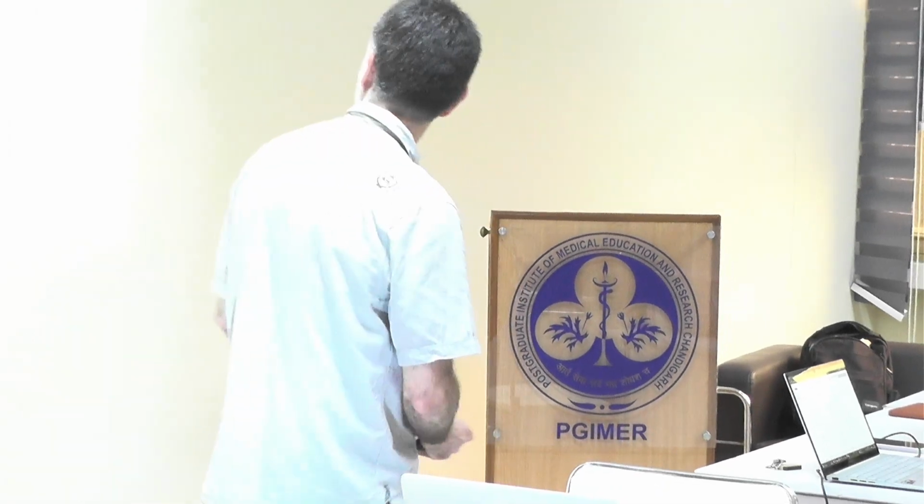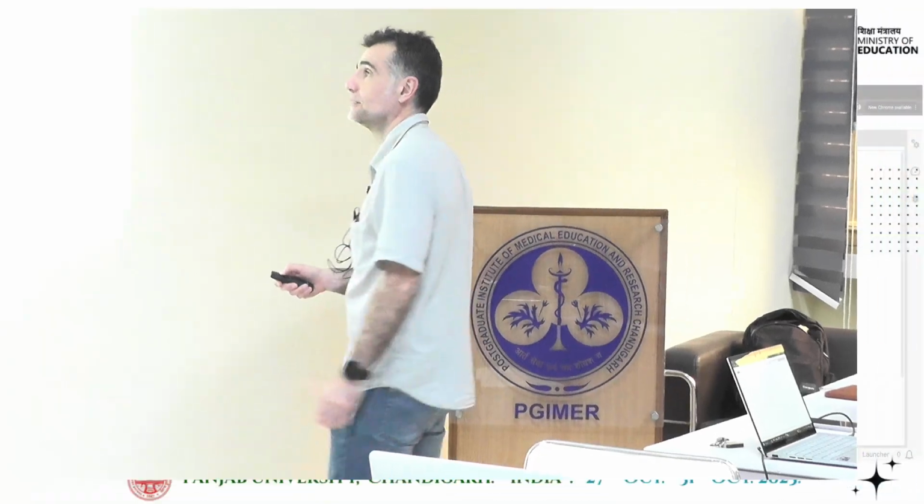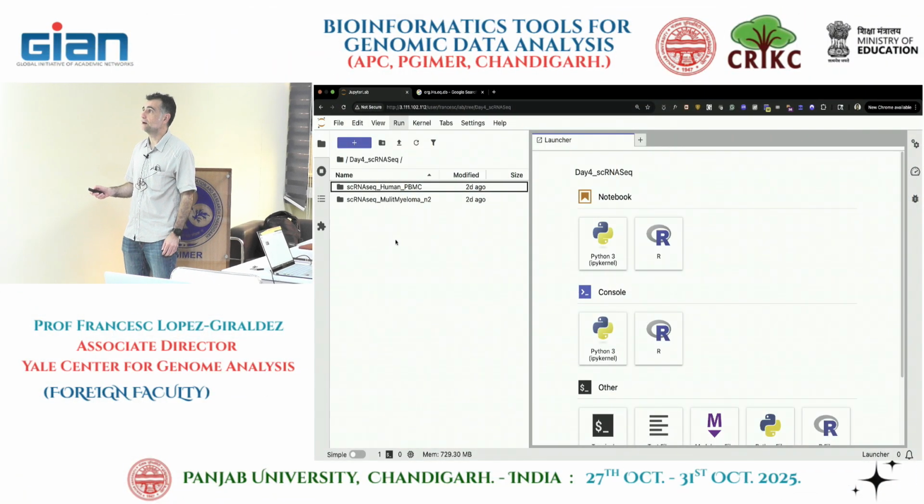You know the drill, right? So inside, there's two subfolders or directories. One that says PBMC. That's the one we're going to use. There are two data sets. The first one is a PBMC, so blood cells. The second one is PBMC too, right? But with one patient who has this type of cancer called multiple myeloma.